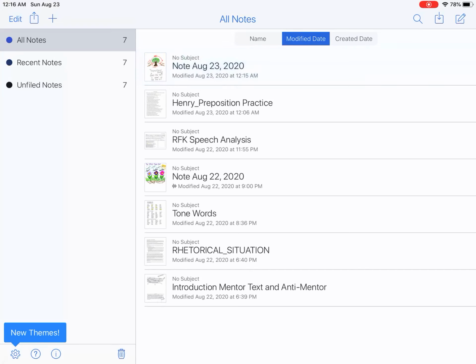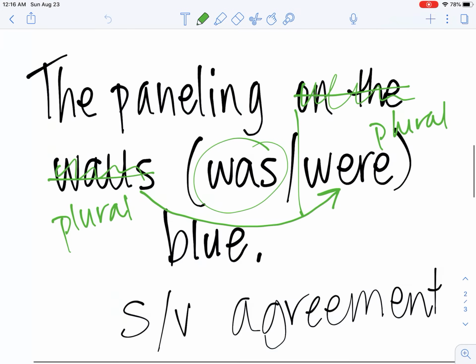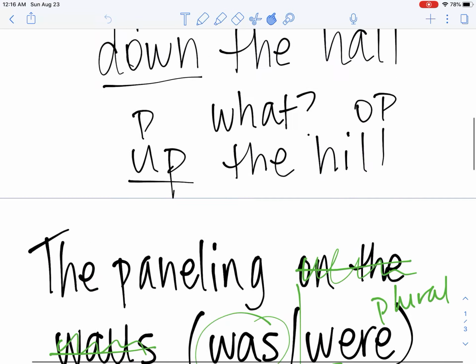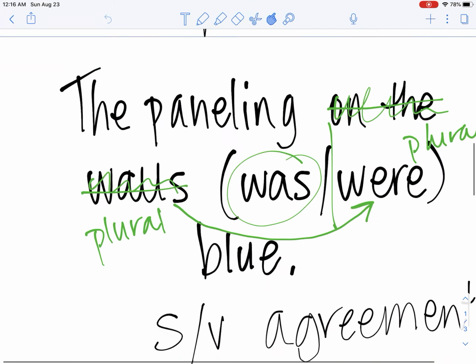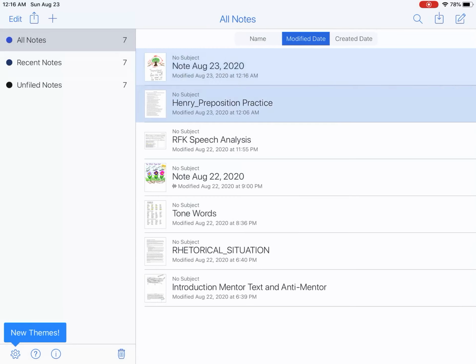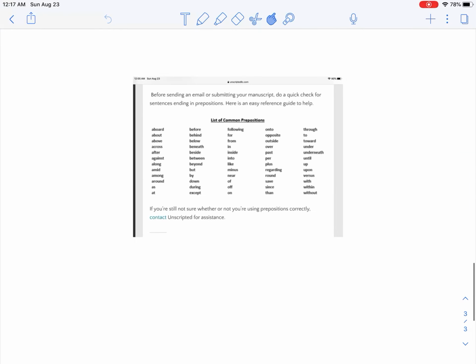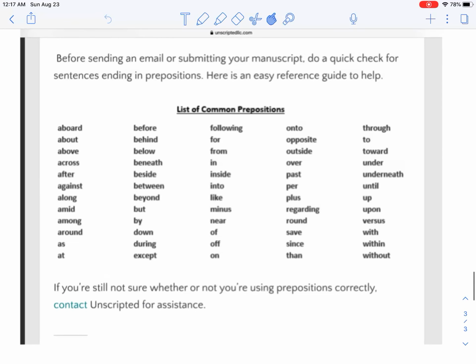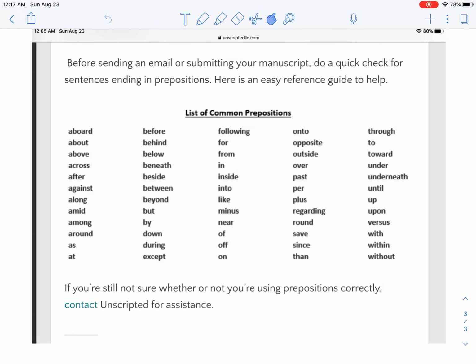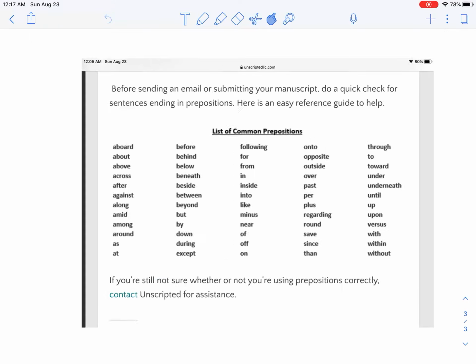So let's take a look at the assignment. Let me give you first a list. Okay. So here's a list of common prepositions. It's not all of them, but it's pretty much most of them. This is an alphabetical listing, and I've even attached in Google Classroom just a list for you. It's not this one, but it's similar. So these are words that start prepositional phrases.